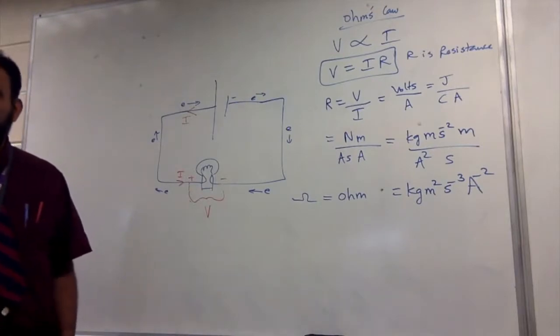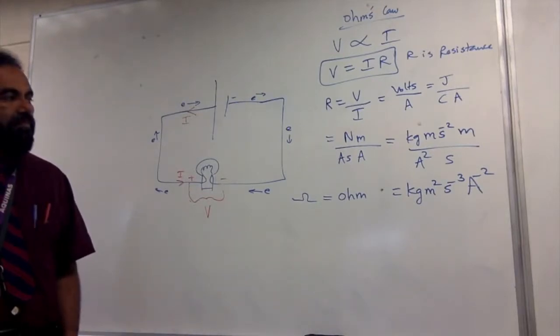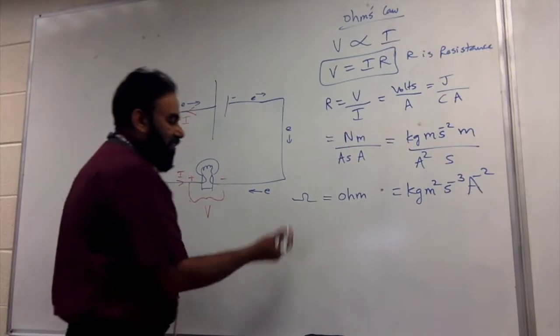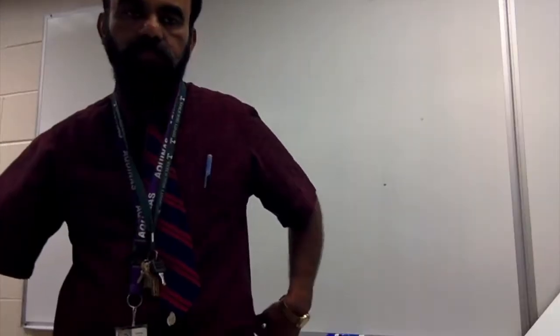Omega is a symbol for ohms. Okay? So we'll just say, all right, 57 ohms.